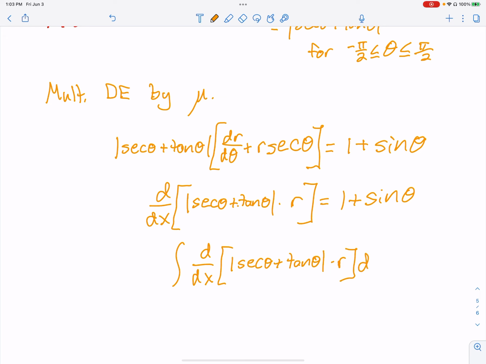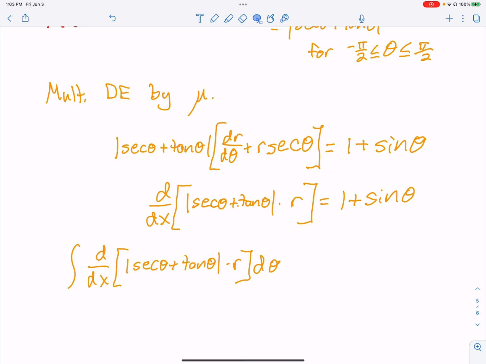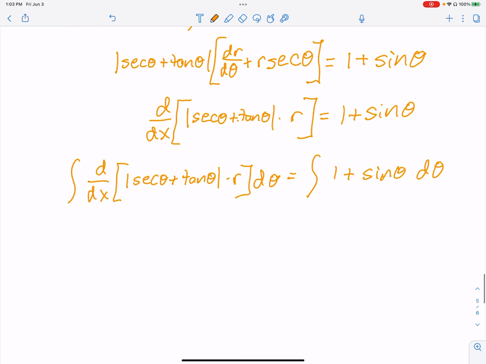More writing than anything. And this is going to be d theta. Let me move this over. I need more room. Equals the integral of 1 plus sine theta d theta. The left-hand side is nice and pretty. It just undoes the derivative, leaving us what's inside. And then the integral of 1 is theta. The integral of sine is negative cosine theta plus c.